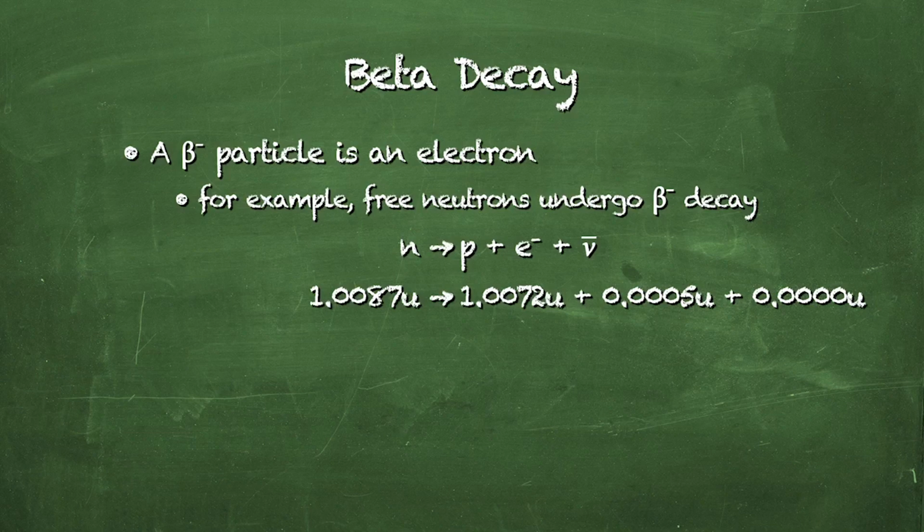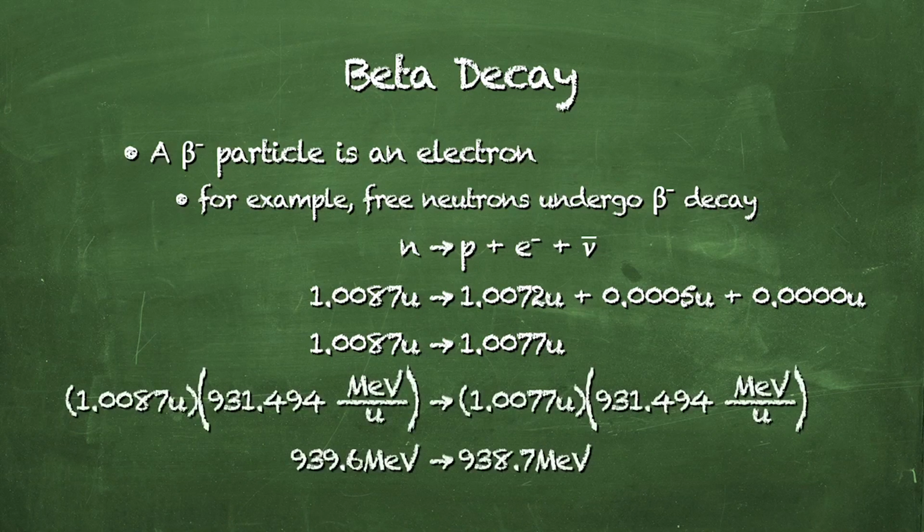So we have a total of 1.0087 atomic mass units on the left-hand side and 1.0077 on the right-hand side, or we have 939.6 mega electron volts on the left-hand side and 938.7 mega electron volts on the right-hand side.